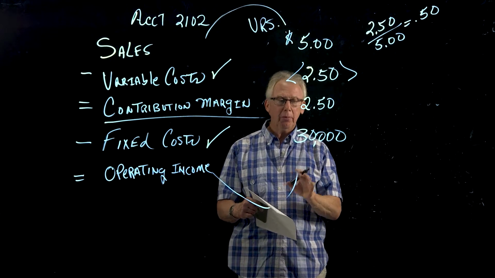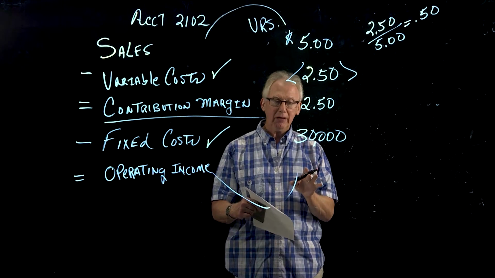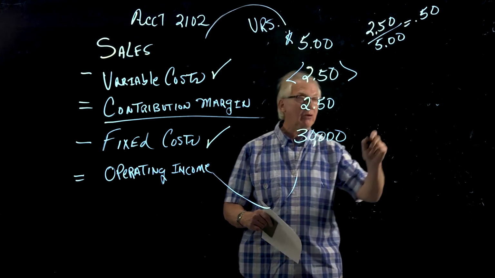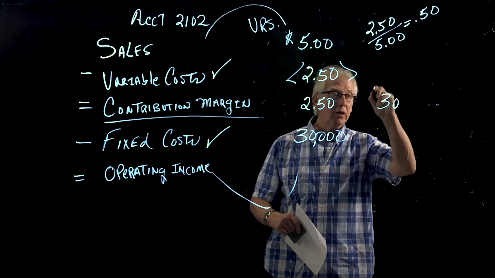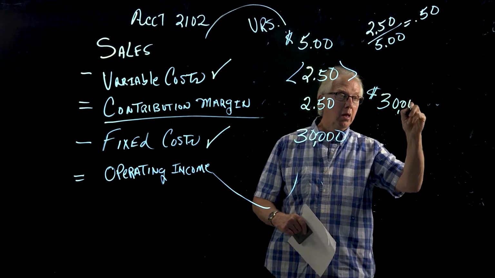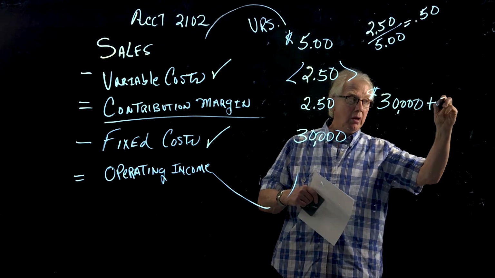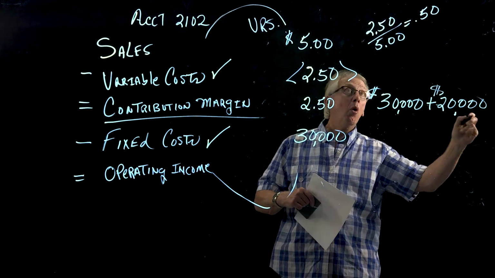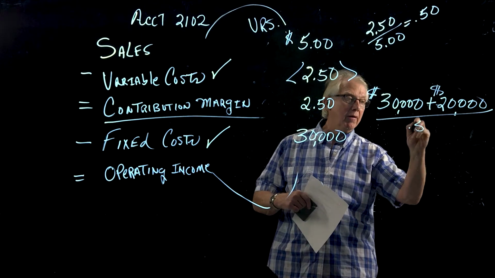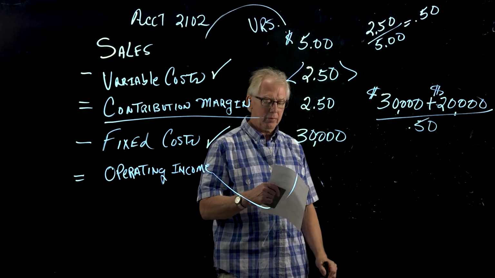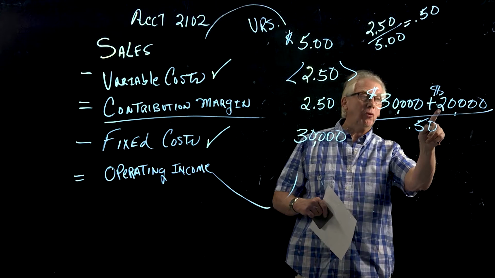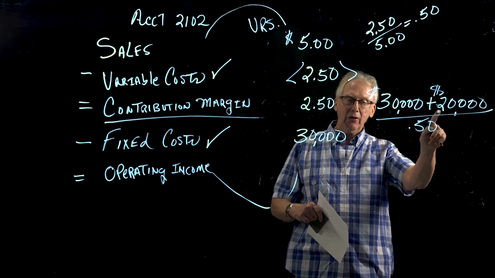So what's our formula? Fixed cost plus desired operating income over contribution margin ratio. So fixed cost of $30,000 plus desired profit of $20,000 over 50%. Okay, so what do we have? 30,000 plus 20,000 is 50,000.